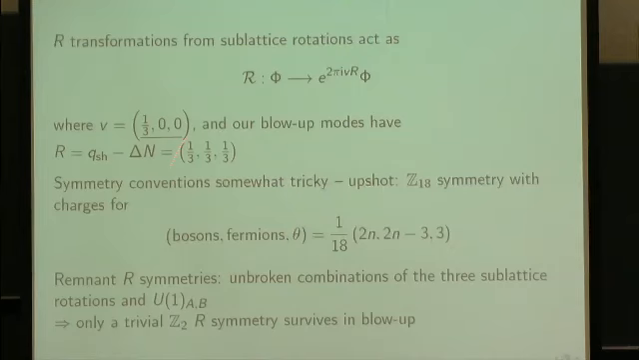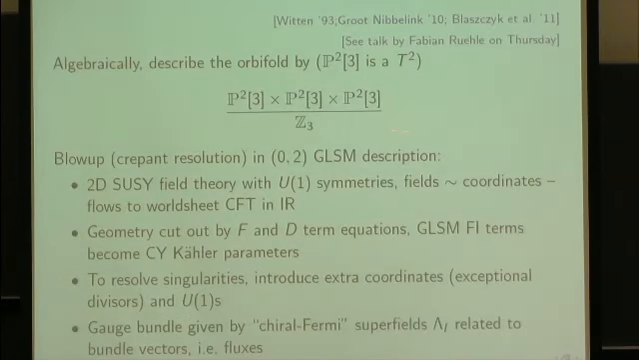And then you might think, okay, if I switch on certain blow-up modes, how do I see remnant R symmetries? I seek unbroken combinations of these 3 things, and I also have the U1s, which I can mix into the R symmetries. But if you take a closer look, you see that there's only a Z2 R symmetry, which is trivial, which is not a real R symmetry. So in this sense, you would think the R symmetries are totally broken. And now the question is, how do you see that in the Calabi-Yau approach?